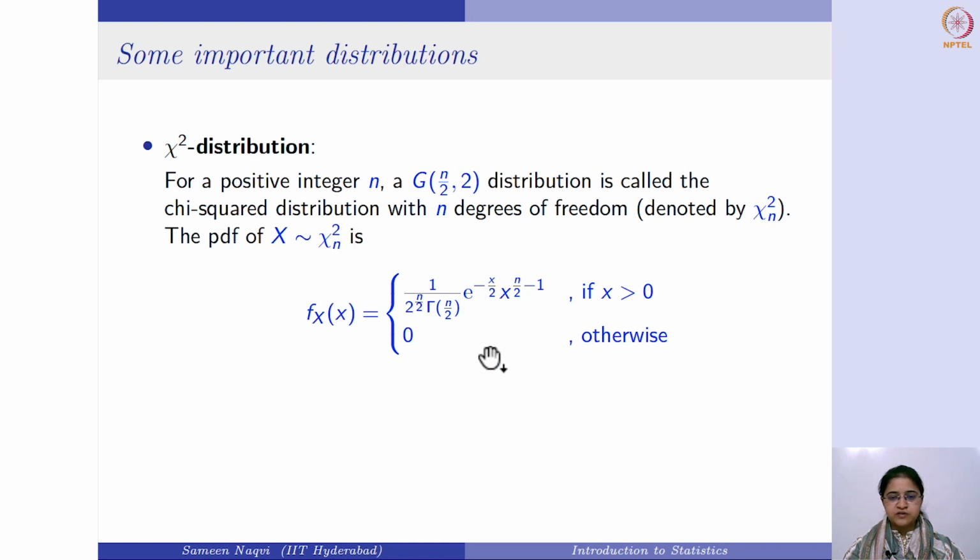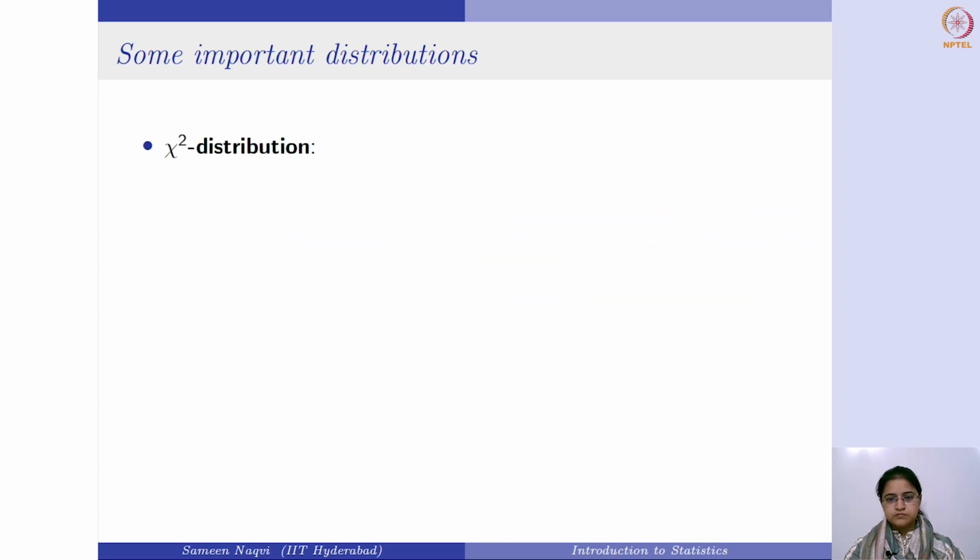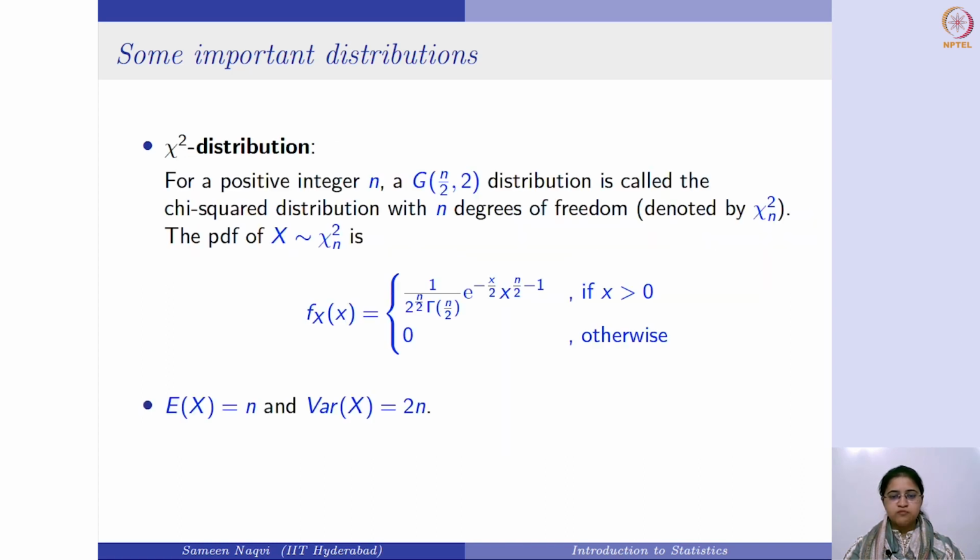Okay, and this is the PDF. So in this PDF, earlier one, if you just replace beta by 2 and alpha by n by 2, you will immediately get the same thing. Okay, and obviously since expectation is alpha times beta, here n by 2 into 2 will basically give you n, and variance is twice of n, right, alpha beta square. So you can see over here that for chi-square distribution, mean is nothing but the degrees of freedom. So whatever degrees of freedom you have over here, same thing would appear over here, and 2n.